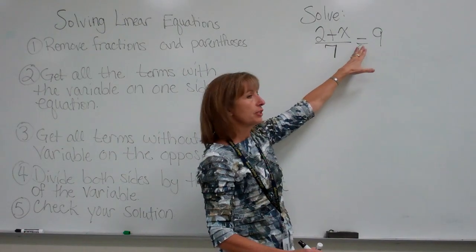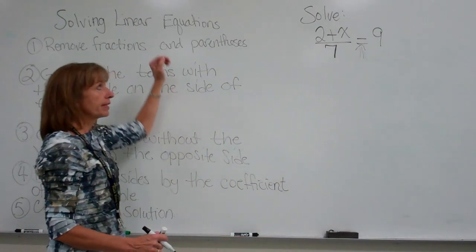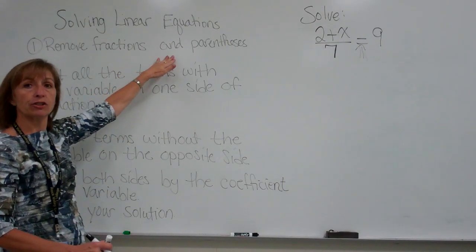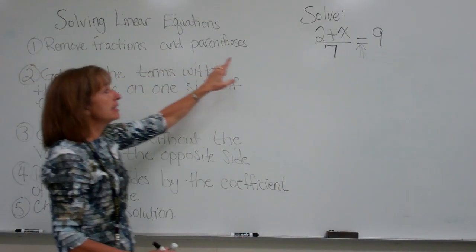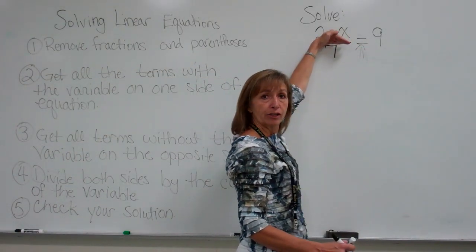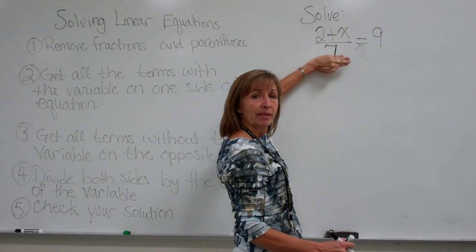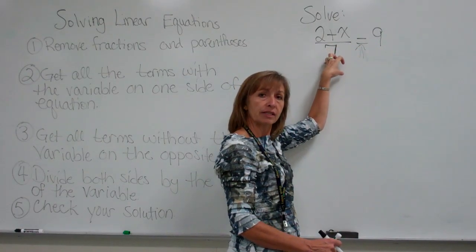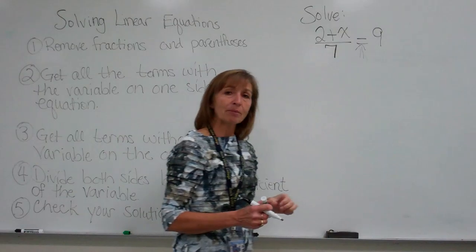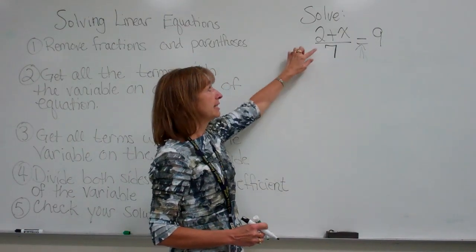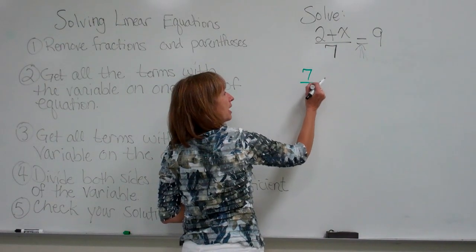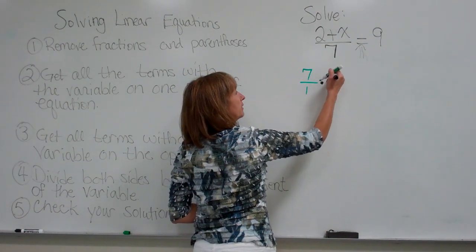Now I have my equation here, and remember in solving a linear equation, the first step we want to do is to remove our fractions and parentheses. This equation does have a fraction bar, and it has a denominator of 7. And there's no fraction anywhere else in the equation except there. So my lowest common denominator of this equation is 7. So to remove the fraction, I will multiply both sides by 7 over 1.